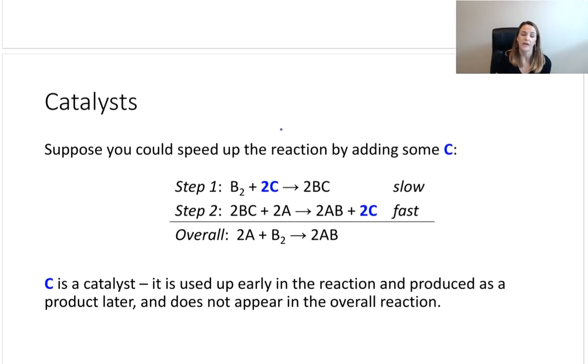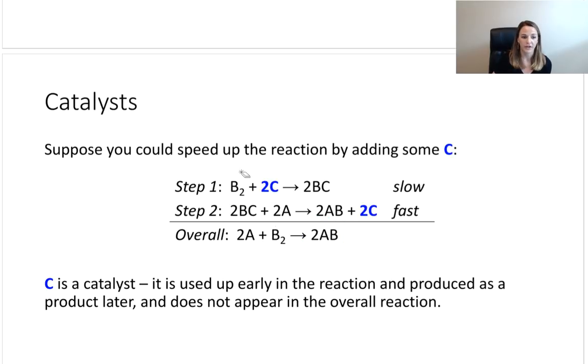Now let's look at something else. Instead of an intermediate, we also have things called catalysts. My favorite, my specialty, things I love. So let's say we wanted to speed this reaction up by giving it an alternate pathway. So instead of B2 splitting in half to form 2B atoms, now what we're going to do is change the mechanism, change the way we go from B2 to 2AB. Okay, so let me get rid of that really quickly.